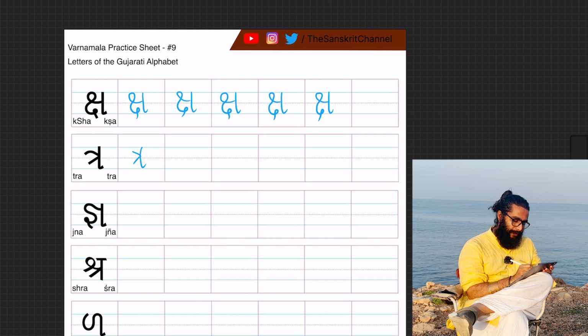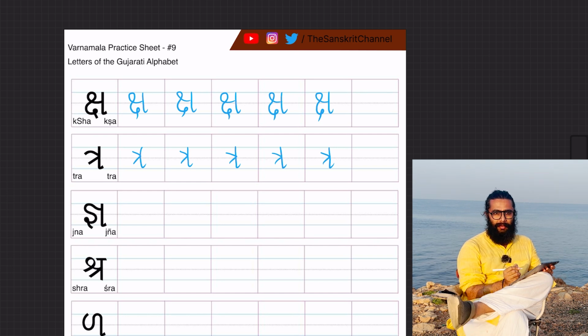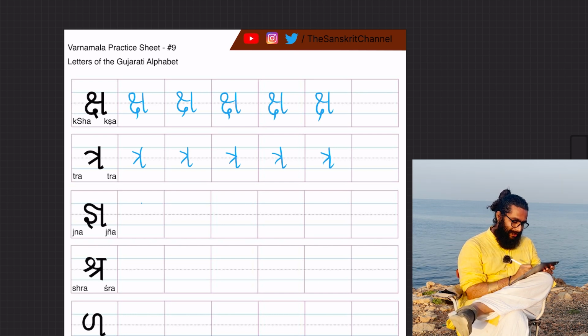Tra. Tra. Tra. Tra. The next composite consonant is a combination of j and nya. It is uttered as gnya, as in jnanam, jnapti, jnapakam, jnapika, and it is written like this.